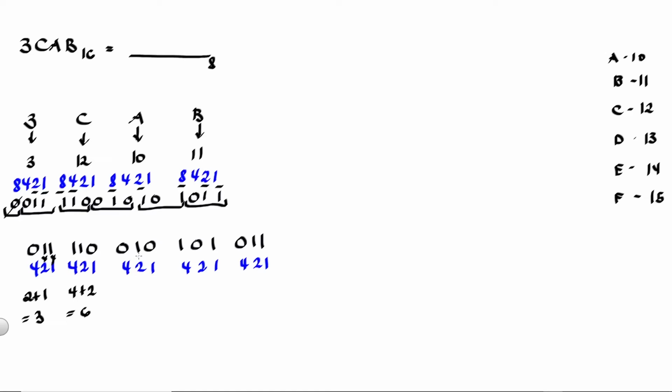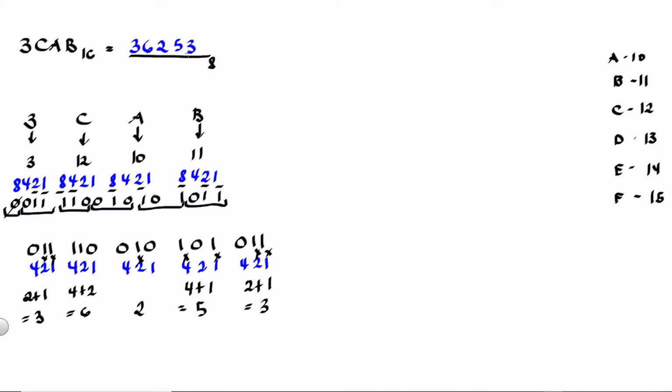Then 1 next to 2 is 2. Then 1 next to 4 is equal to 4, plus 1 next to 1 is equal to 1. So 4 plus 1 is equal to 5. Then 1 next to 2, this is 2, plus 1 next to 1 is equal to 1. So 2 plus 1 is equal to 3. So 3CAB hex is equivalent to 36253 octal. So this is 3, 6, 2, 5, 3.